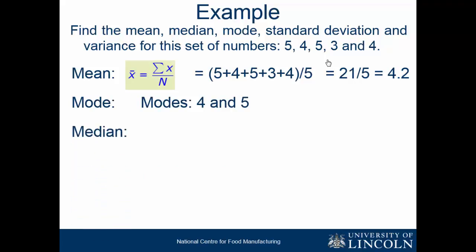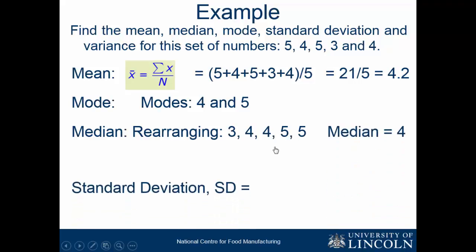Now to find the median, you need to arrange the numbers in ascending or descending order. Let's arrange them in ascending order: 3, 4, 4, 5, 5. The middle number is your median. We know there are 5 items, so you cross off the first 2 and the last 2, and you know that our middle number is 4, which is the median.